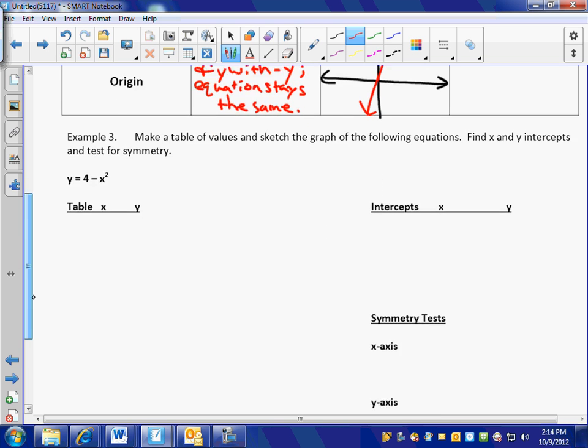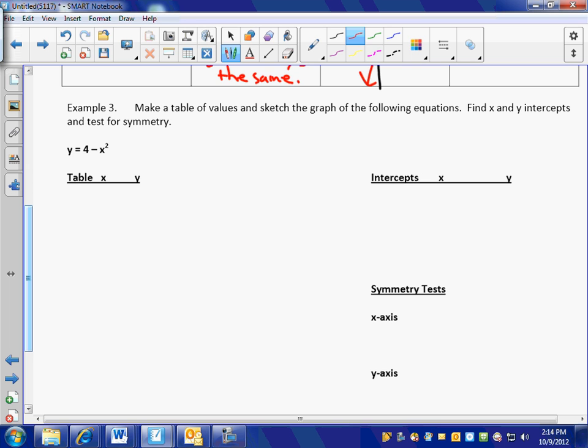So let's try that example with this one right here. It says make a table of values and sketch a graph of the following equations. Find the x and y intercepts and test for symmetry. So let's start with the x and y intercepts, and then we'll do the symmetry, then we'll make the table, and then we'll do the graph. Kind of do it in reverse order. Do you remember how to find x and y intercepts? If you want to find the x-intercept, plug in 0 for y and solve. If you want to find the y-intercept, plug in 0 for x and solve. So what would you like to start with? Do you want to find x-intercepts or y-intercepts?